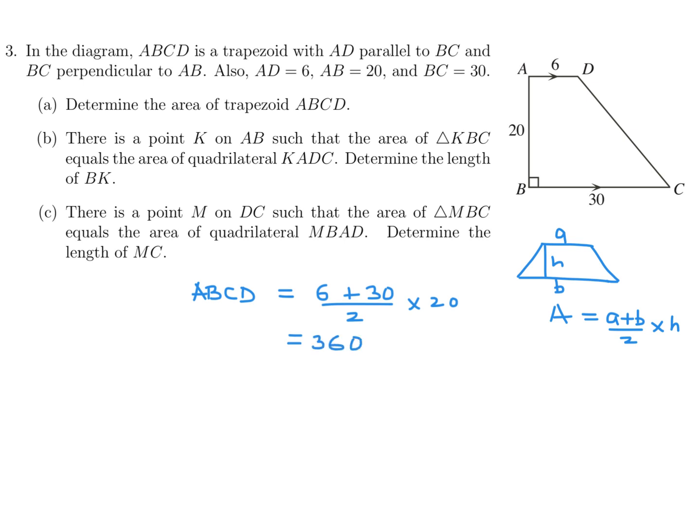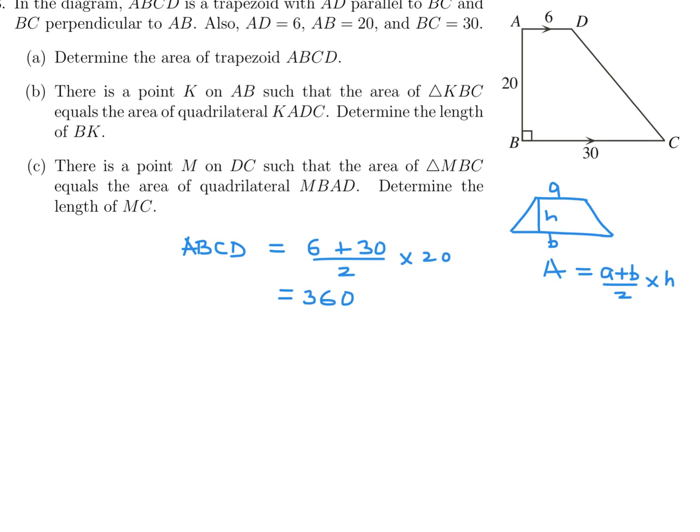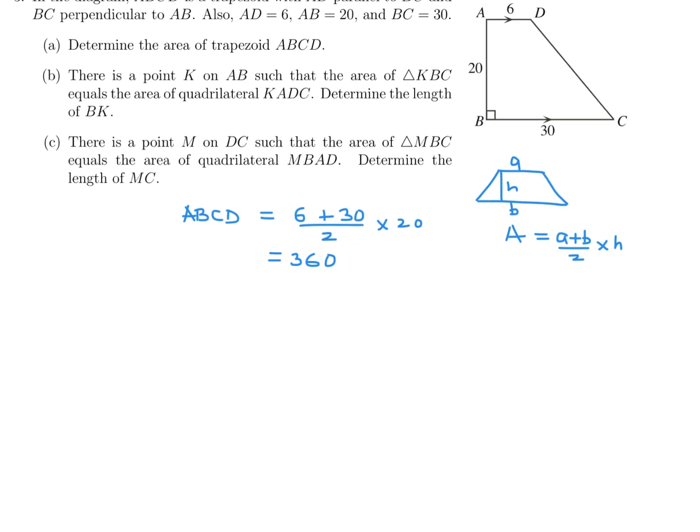Part B, there is a point K on AB such that the area of triangle KBC equals the area of quadrilateral KADC. Determine the length of BK. All right, so somewhere on AB, there's this K. I don't know where it is, so I'm just going to guess it's there. And they're saying that the triangle KBC, so this triangle right here, equals the area of quadrilateral KADC.